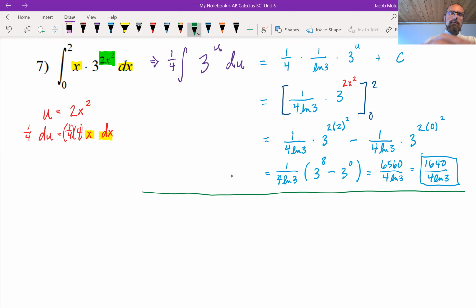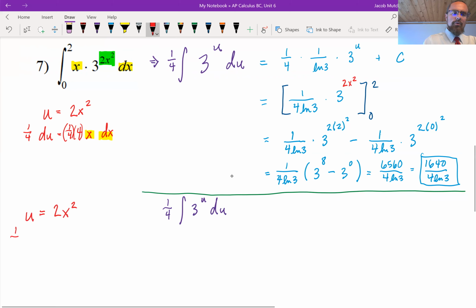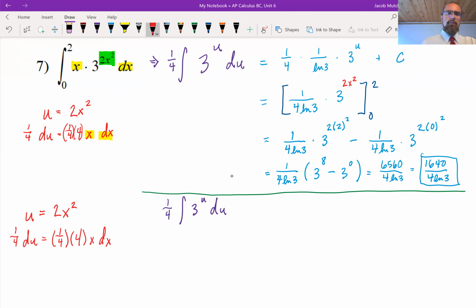But I want to pick it up. So let me write it here. It's a quarter times the integration of 3 to the power of u du. And again, we're using u as a substitution for 2x squared and a quarter du to represent 1/4 times 4 times x dx. And again, it's just the x dx that's showing up in our original integrand.